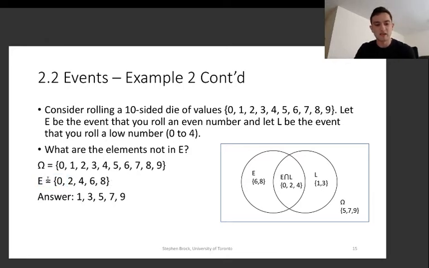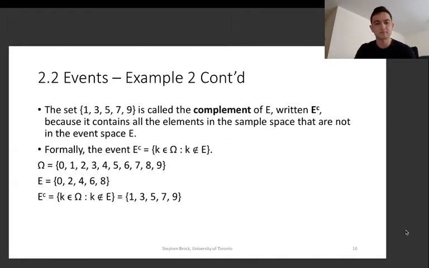So all the values that are not in E are 1, 3, 5, 7, 9, all the odd numbers. And we can verify this by looking at the Venn diagram. So we can see that E is this circle right here, and so 6, 8, 0, 2, 4 are all in E. So all the numbers that are not in E are 1, 3, 5, 7, 9.